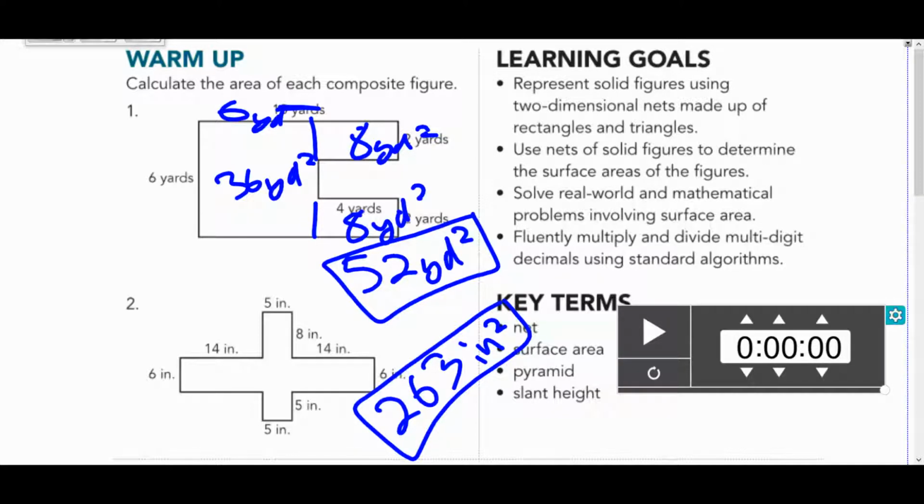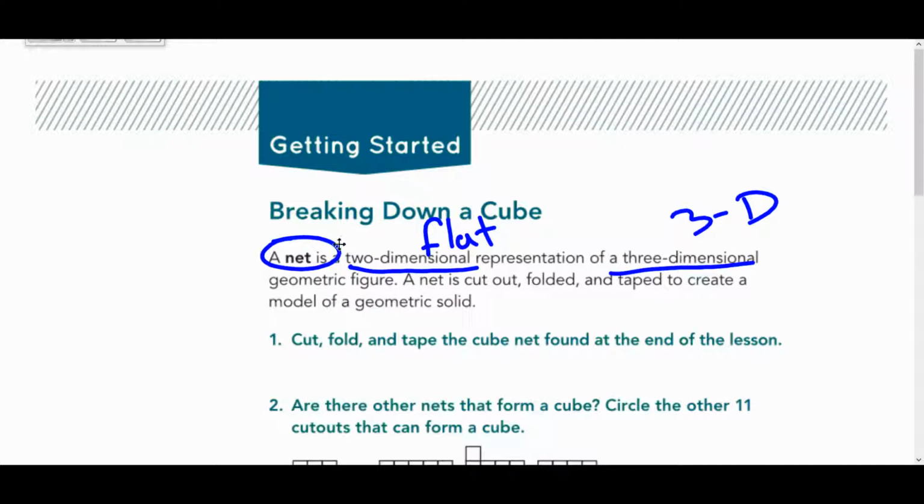All right, so a net in math is a two-dimensional or flat representation of a three-dimensional geometric figure. I kind of referred to it like the wrapping paper. If you wrap a box with wrapping paper and then you unwrap it again, not including all the stuff that got folded under or taped under, just the part that was on the outside surface, that is going to be the net. It's a flat representation of a three-dimensional shape. So it's just the very outside surface, the wrapping.